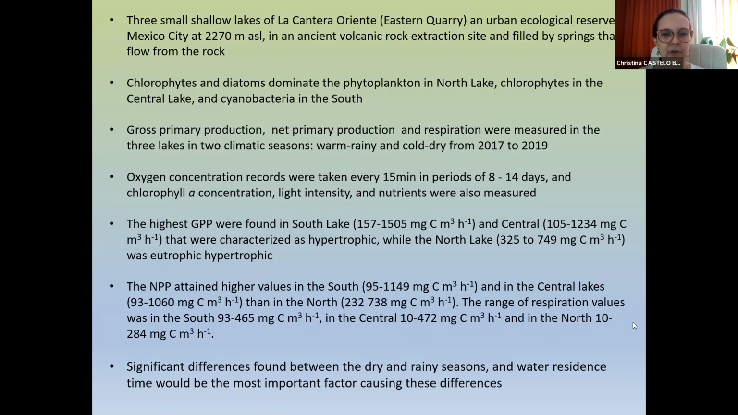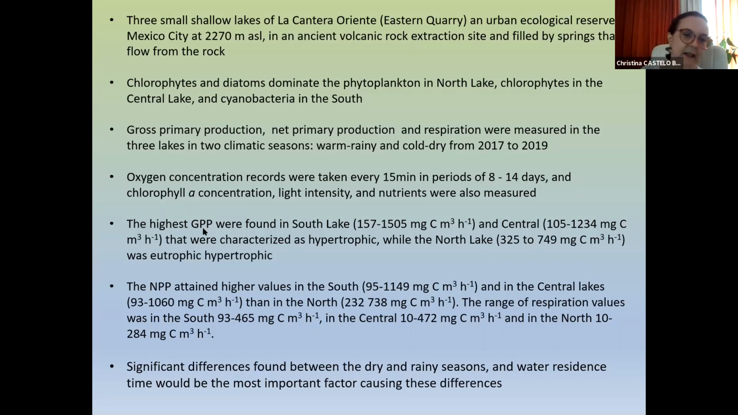Gross primary production, net primary production, and respiration were measured in the three lakes in two climatic seasons, warm, rainy, and cold, dry, from 2017 to 2019. Oxygen concentration records were taken every 50 minutes in periods of 8 to 14 days. And chlorophyll concentration, light intensity, and nutrients were also measured.